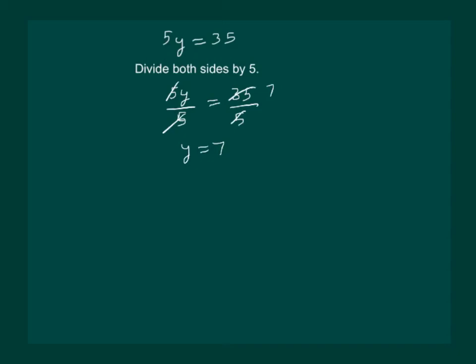Again we can check. Let us confirm if y equal to 7 is the solution by putting in the left hand side of the equation, which is 5y. Let us put y equal to 7, which is equal to 35. That is same as the right hand side of the equation. Hence we can say that y equal to 7 is a solution of the equation 5y equal to 35.